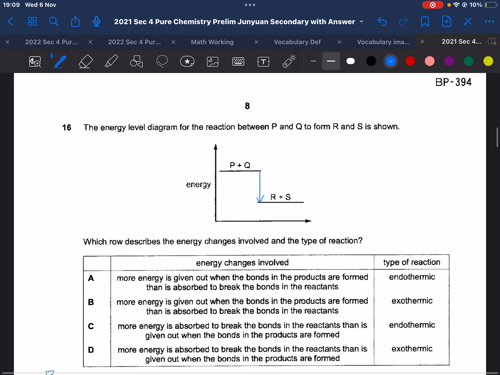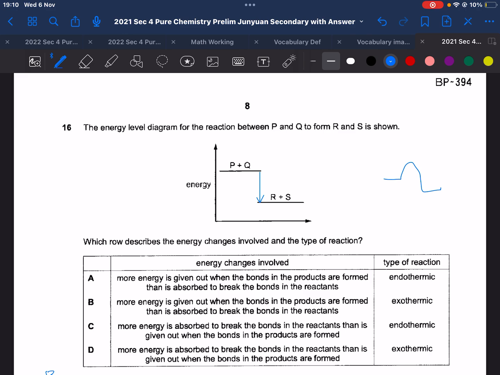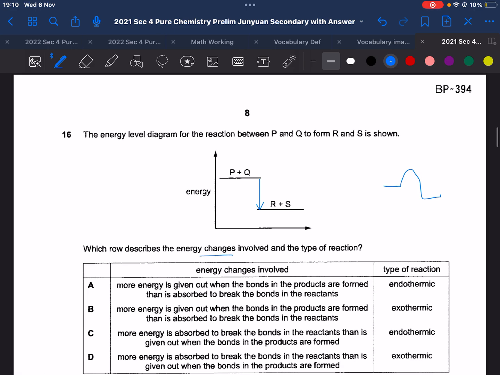Okay, this is the energy level diagram. Not profile, energy level diagram. The profile diagram will look like that. This is the profile diagram, so do not mix it up. This is the energy level diagram, which just shows you the energy of the level. It describes the energy changes and the type of reaction. More energy is given out when bonds in the products are formed.